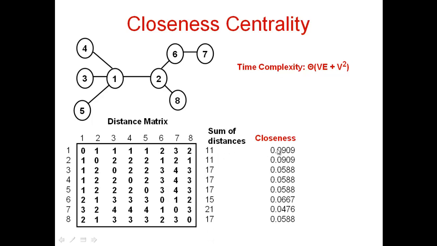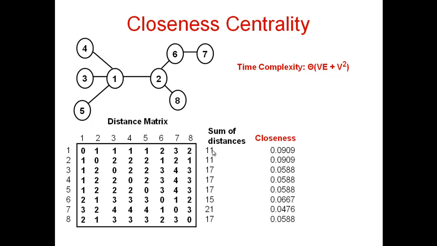Now find the inverse of this sum. So 1 divided by 11 is 0.0909. 1 divided by 11 is 0.0909. 1 divided by 17 is 0.0588. So the closeness is the inverse of the sum. And why do we take the inverse? Because we want to find the closer vertex, so we would really prefer a smaller value for the sum.